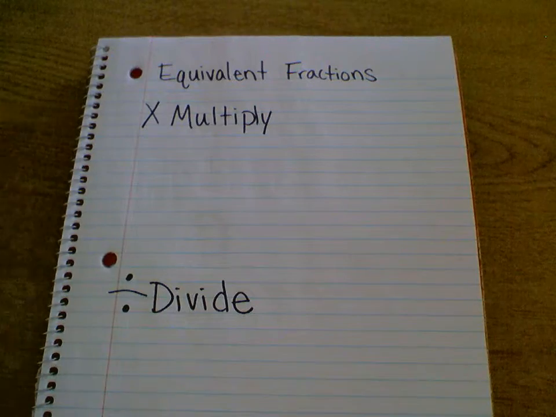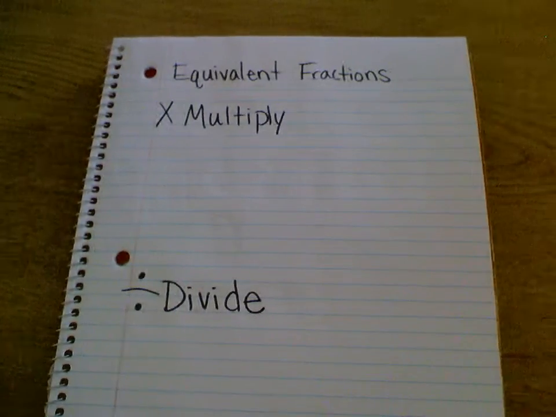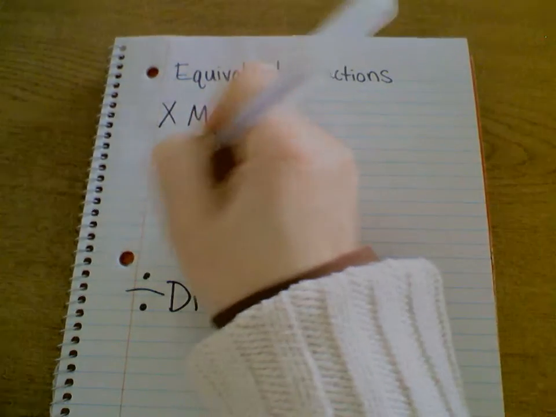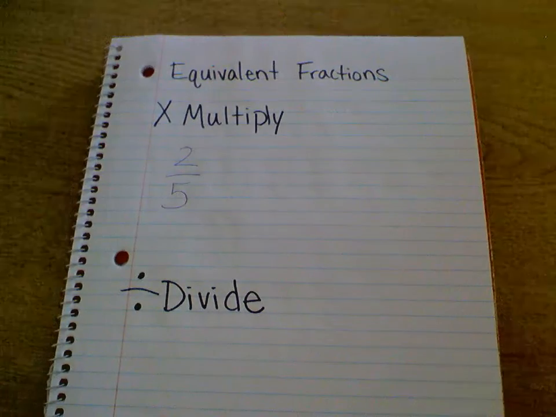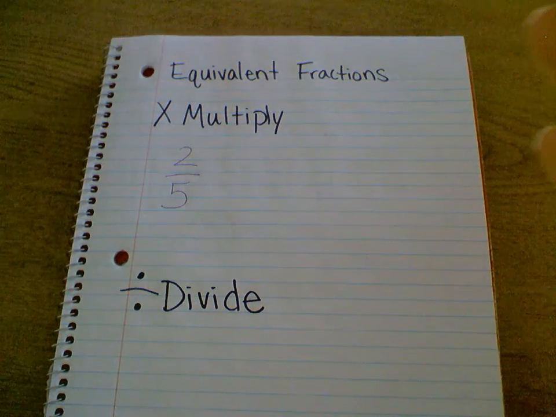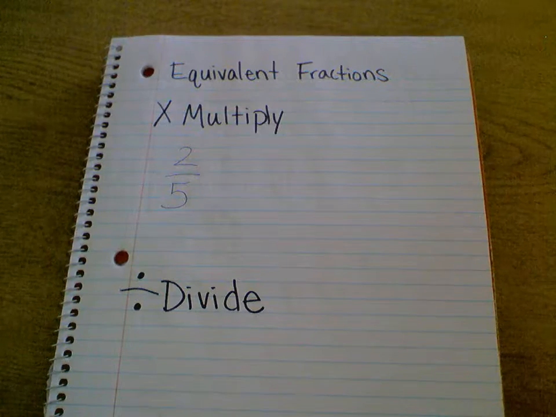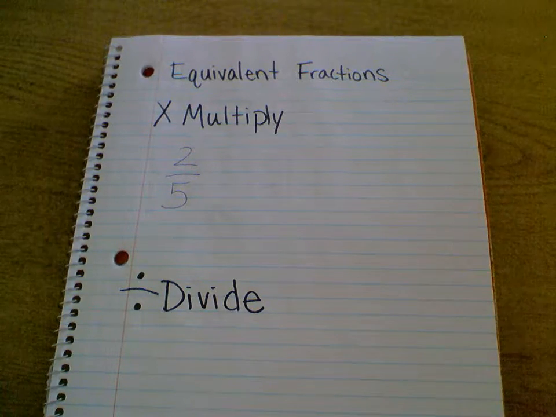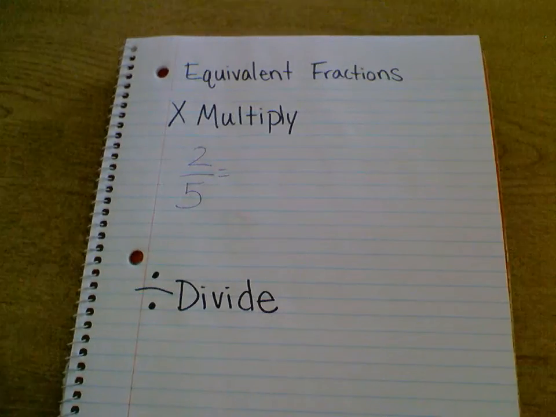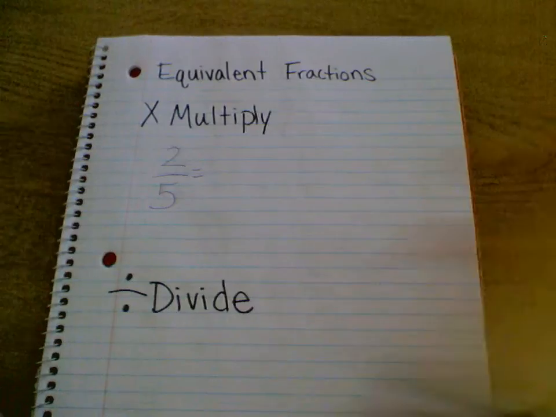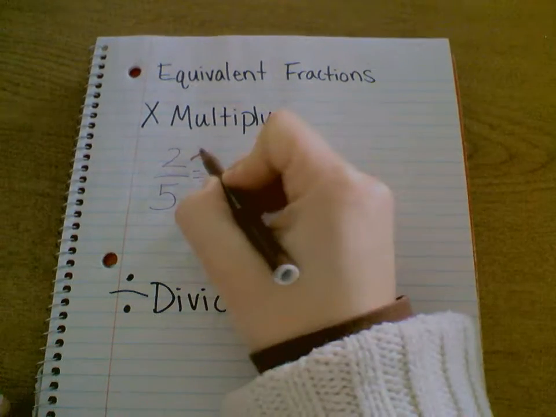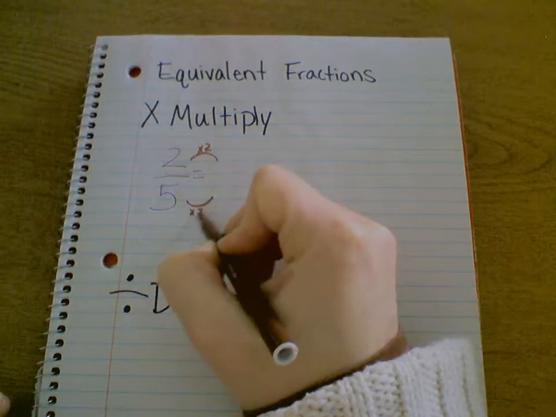Okay? All right, so let's say that we're starting with a fraction like 2/5. Okay? I know that I can multiply and make all of those numbers get bigger in order to make equivalent fractions. I can multiply by 2, I can multiply by 3, 4, 5, 6, and 7, just like you worked on yesterday. Okay? I can multiply by 2.